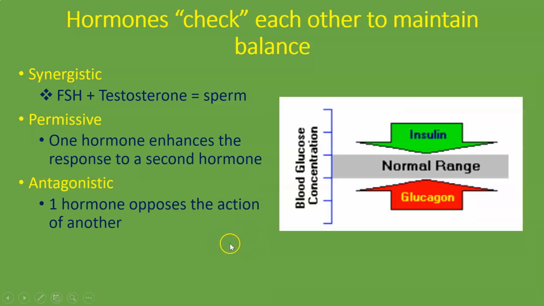And then the last one is the relationship between insulin and glucagon. Insulin acts to lower blood glucose levels, and glucagon does the opposite. It raises blood glucose levels. And together, even though they're acting oppositely, they're going to help keep blood glucose levels within a very narrow normal range. So that's an antagonistic relationship.